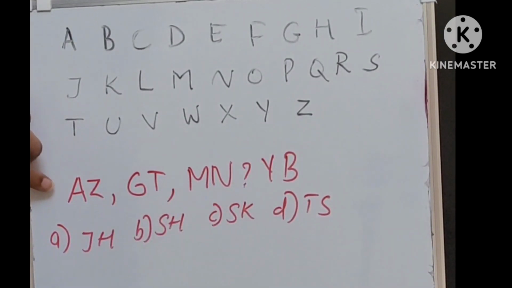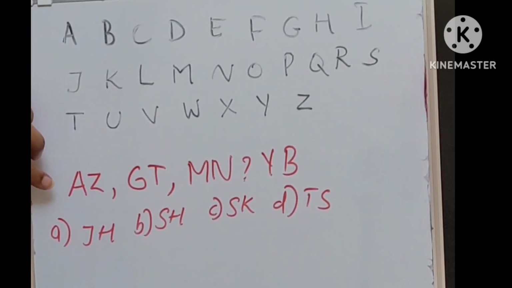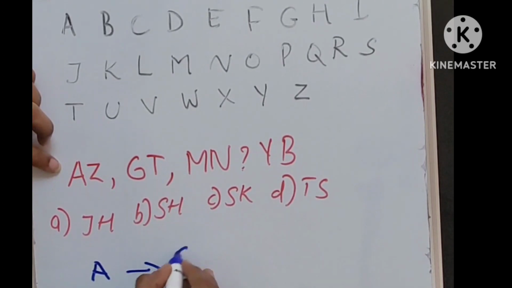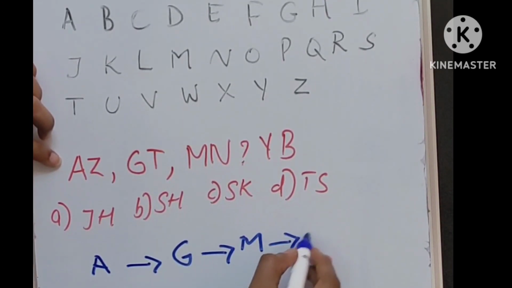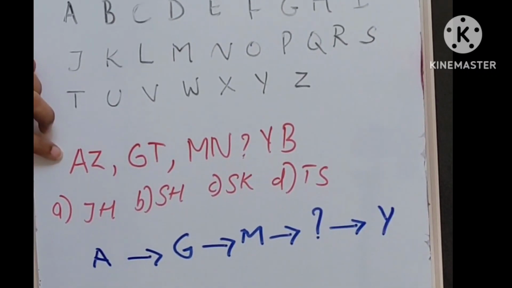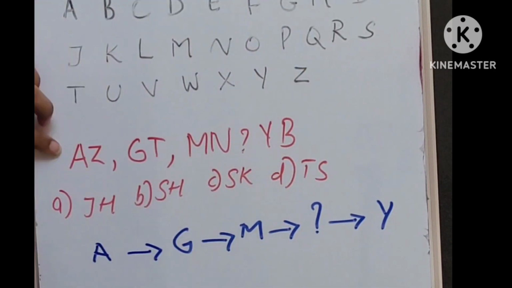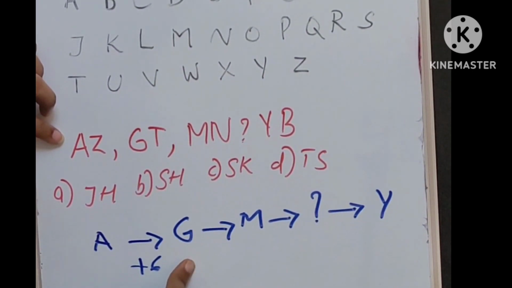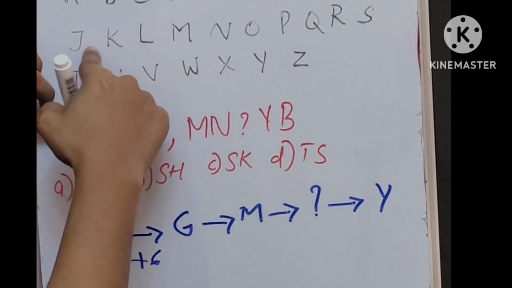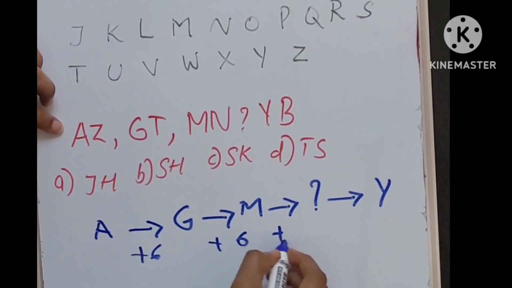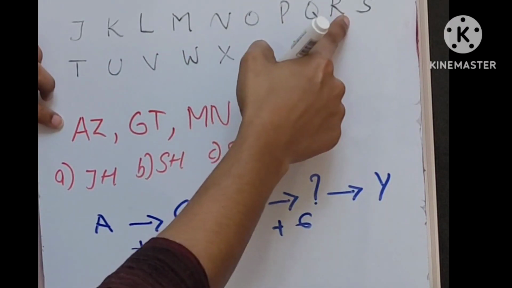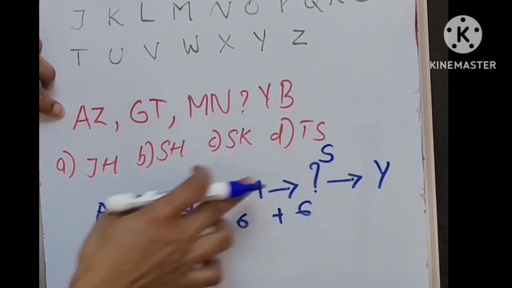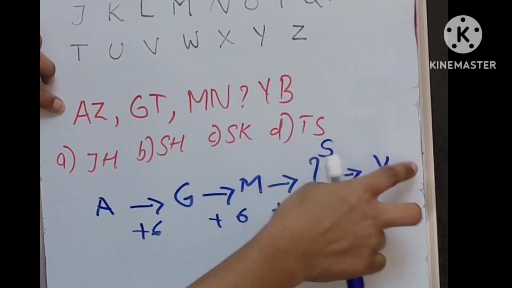In this series you have to find the missing alphabet. Just consider the first letter, that is A, G, M, and the missing term, then Y. A to G is 1, 2, 3, 4, 5, 6, so plus 6 we get G. Then G to M, 1, 2, 3, 4, 5, 6, again plus 6. Then the missing term is S. In the first set we get the missing term as S, and from S to Y is plus 6.